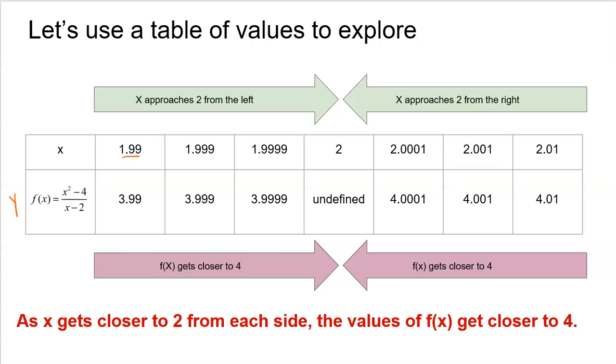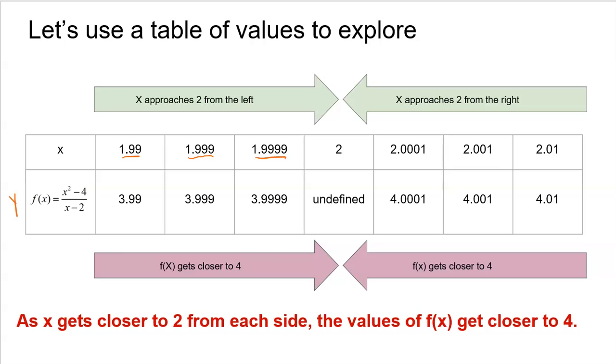And at 1.99, if you plug that into the function, you get 3.99. And then he's going to get a little bit closer, 1.999. And if you plug that into the function, you get a y value of 3.999. And if he's like, all right, I'm going to get really, really super close, 1.9999. Really, really close to 2.